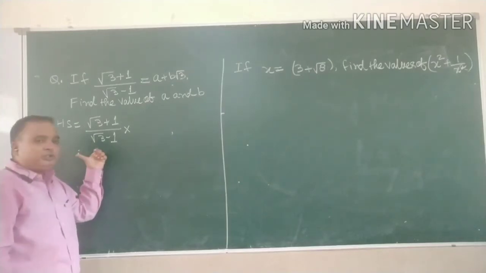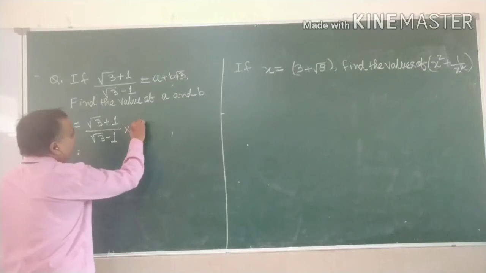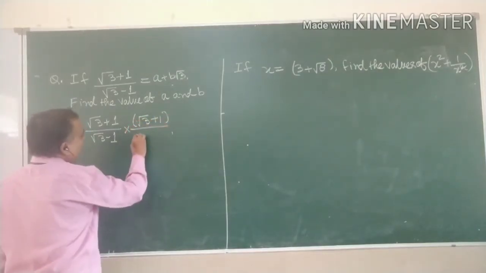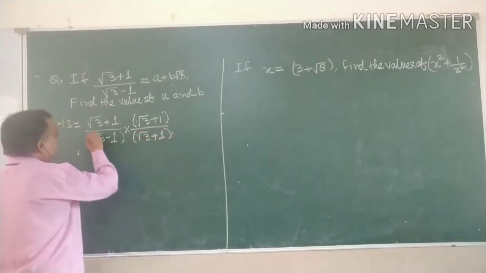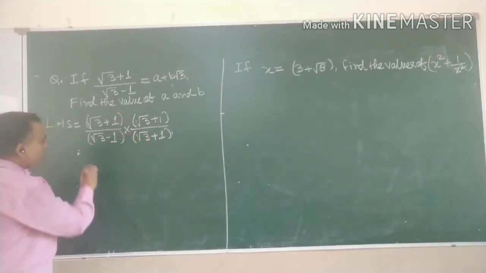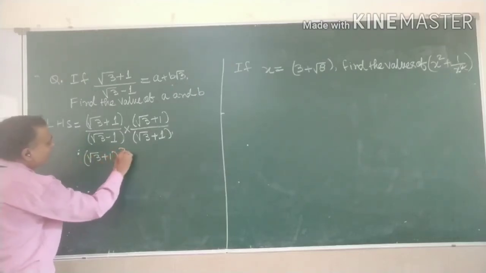So the denominator is root 3 minus 1. What is the rationalizing factor? The rationalizing factor will be root 3 plus 1. So numerator and denominator both should be multiplied by root 3 plus 1. Now root 3 plus 1 multiplied by root 3 plus 1, so we can write it as (root 3 plus 1) whole square.